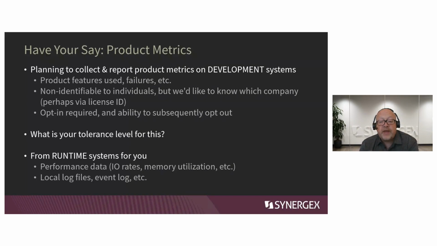The information that we collected would be non-identifiable to individuals. We would like to know which company and development system the data comes from, probably by transmitting a hash of the system's unique license ID. So ultimately, we would know which company it came from, and we would be able to group reports that came from the same system, although we wouldn't know anything about that system other than, for example, that these 10 errors all came from the same machine.